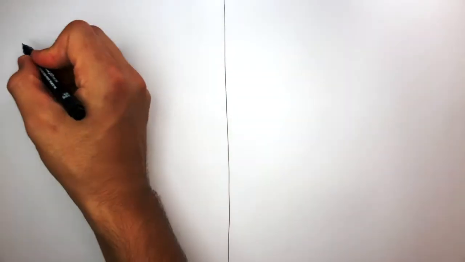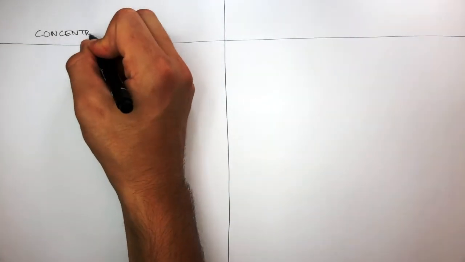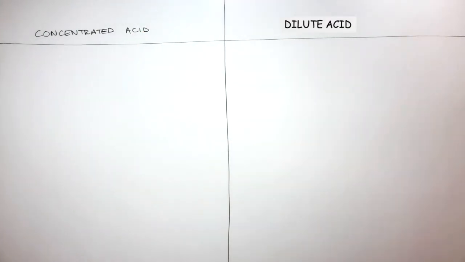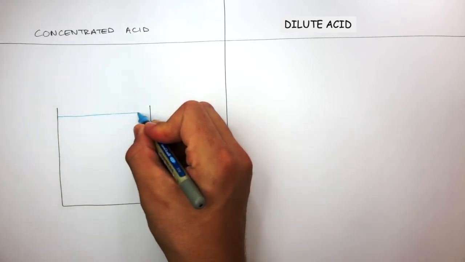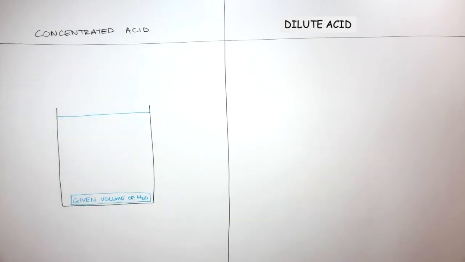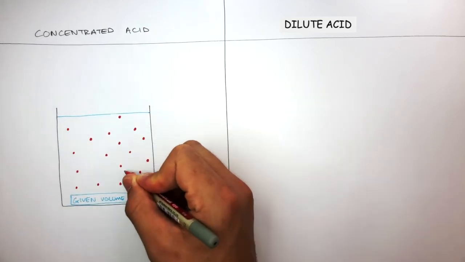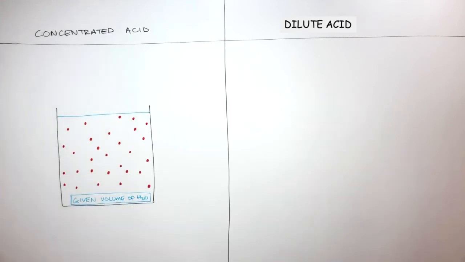We're now going to understand the difference between a concentrated acid and a dilute acid. So let's say we have a beaker and there is a given volume of water, which we know. A concentrated acid is when there is a high concentration of acid molecules dissolved in a given volume.